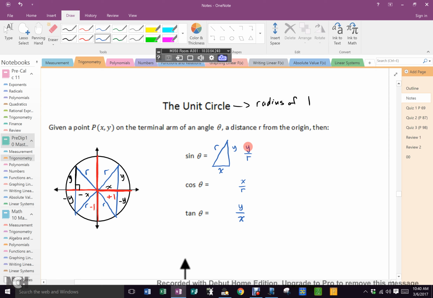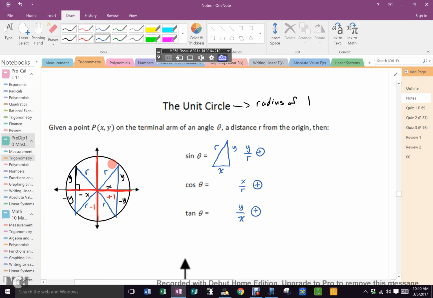Values. Is y positive? Is r positive? So positive divided by a positive is what? Positive. Is x positive? Is r positive? So positive divided by a positive is positive. What about here? Positive. Everyone agree? So in this quadrant, everything's positive, correct?